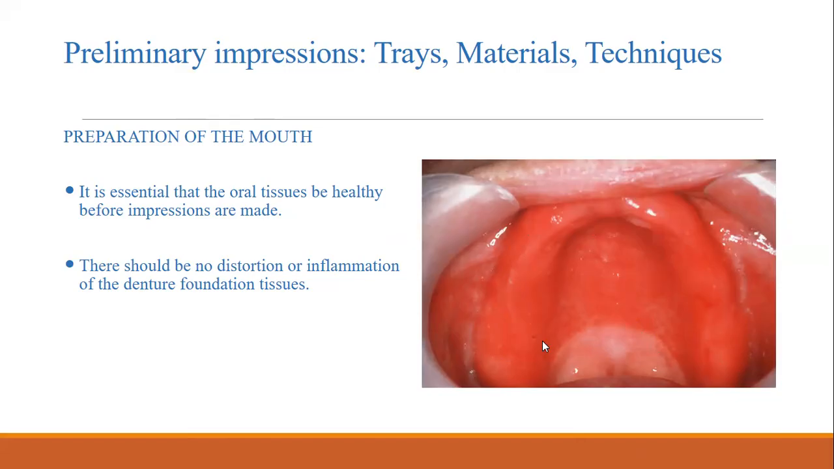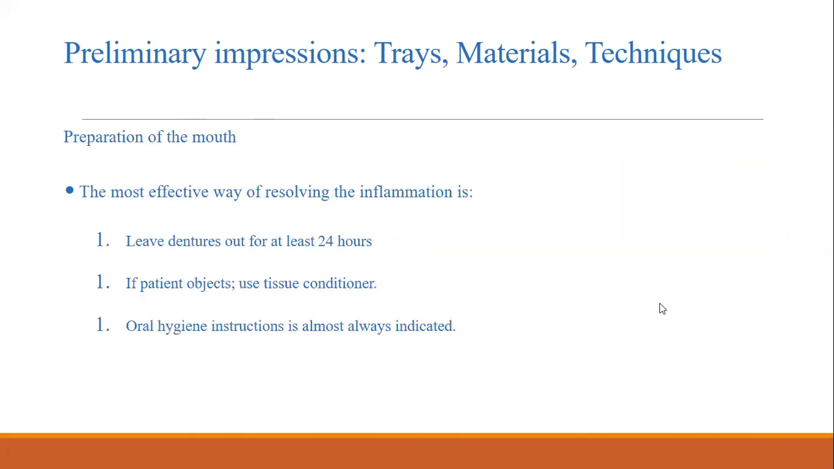It is essential that the oral tissues be healthy before impressions are made. Therefore, there should be no distortion or inflammation of the denture foundation tissues. But if we have an inflammation, we have to resolve it. Some tips which might help you to take an effective impression is to leave the denture out for at least 24 hours before taking an impression. If the patient objects, use tissue conditioner.